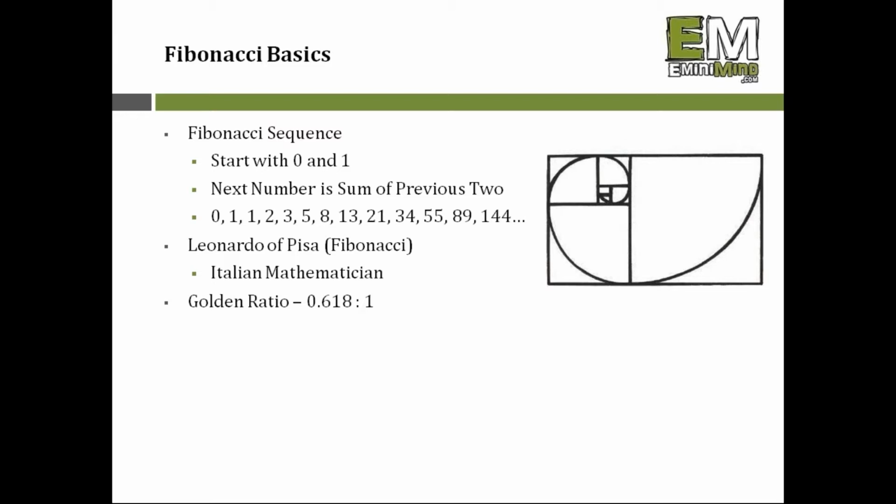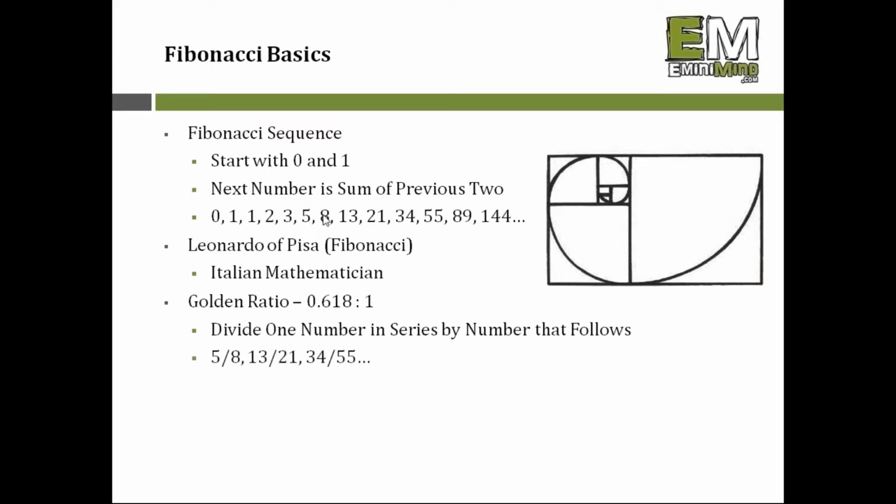What we hear of as the golden ratio, when we're looking at a face or a piece of artwork and the different segments that make up, in this case, the rectangle here, is essentially 61.8. You get that ratio by dividing one number in the series by the one that follows. So take any two numbers, 5 divided by 8, 13 over 21, 34 over 55, 89 over 144, and you get 0.618. That's what gives us the golden ratio.